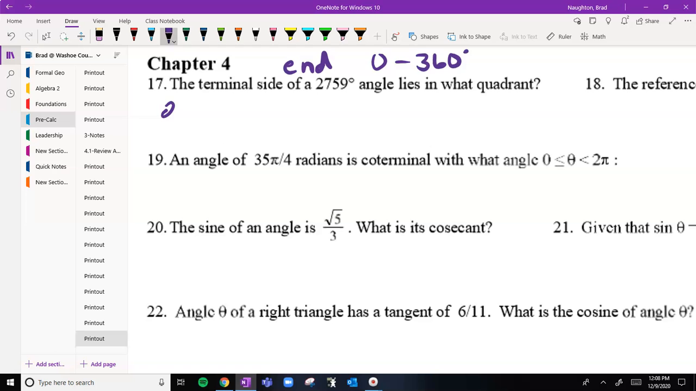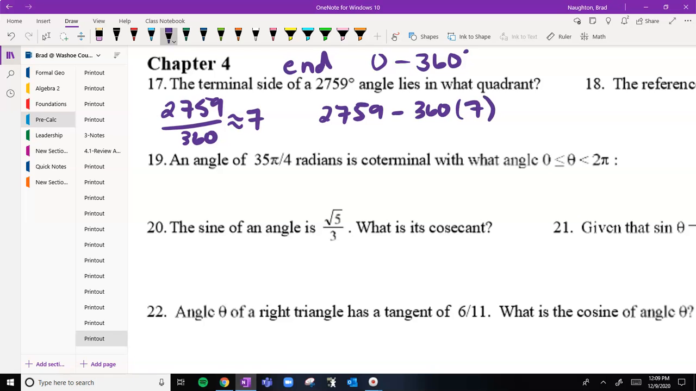So what I'm going to do first is say 2,759 divided by 360 and see what number I get. I get approximately 7, so it's 7 and some change. What that means is that if I take 2,759 and subtract 360 for how many degrees are in a circle, it's going to go around 7 times. What I'm left with is going to be my terminal side. When I do that, I get 239 degrees.